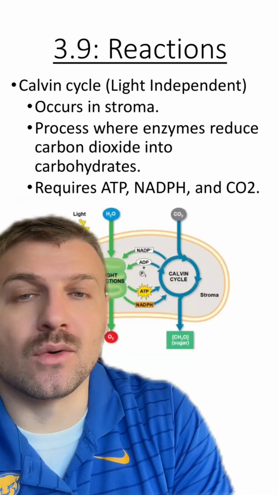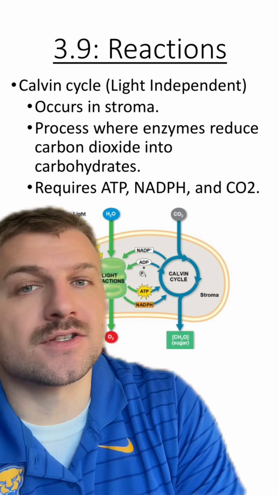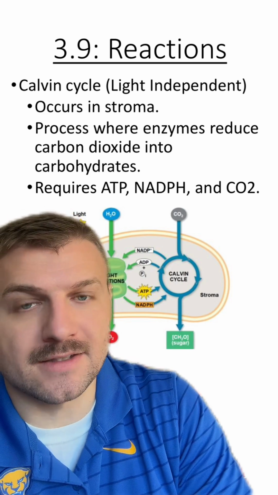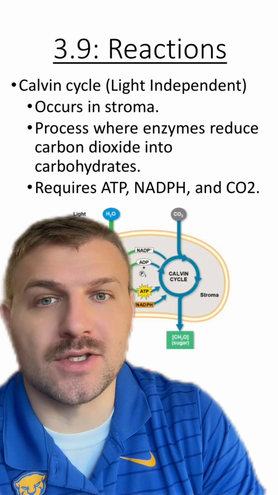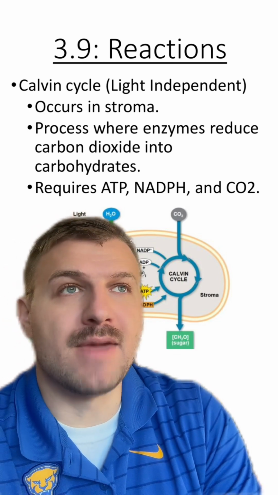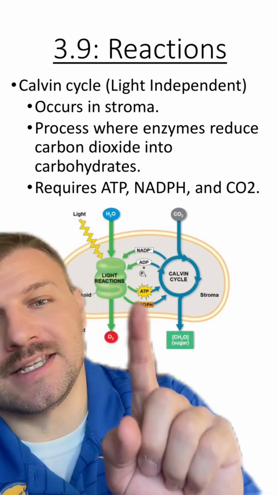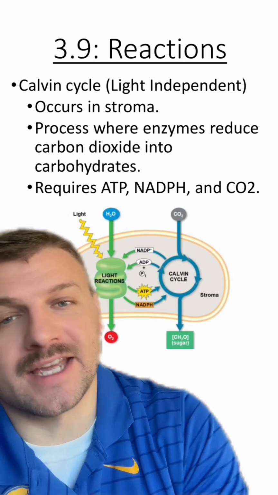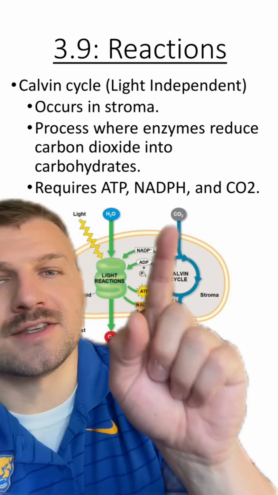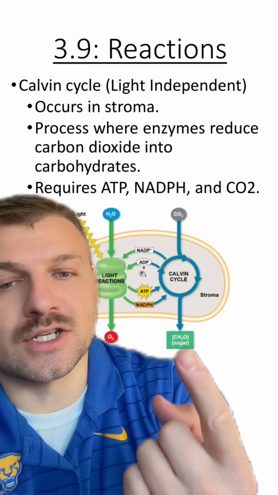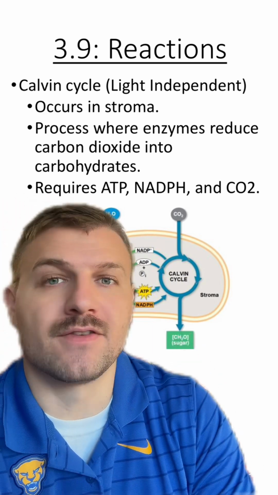The Calvin cycle, or the light-independent reactions, occurs in the stroma of the chloroplast. This is a process where enzymes are going to be used to take carbon dioxide and make it into carbohydrates, or sugars. This again requires ATP and NADPH from the light reactions. It also requires the input of CO2, but we get sugar, our main product of photosynthesis.